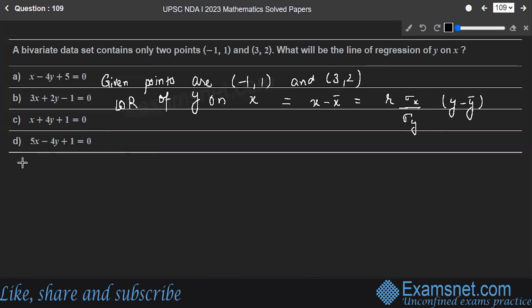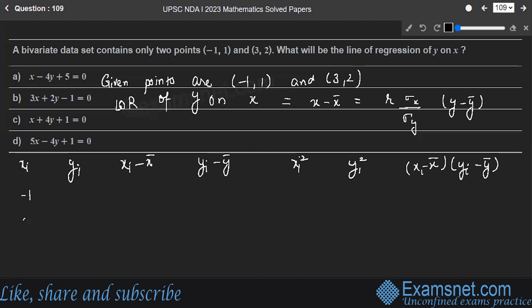Let's understand this whole thing through a table. Let's make that so that you can easily understand the problem. Next is xi, xi minus x bar, yi minus y bar, xi square, yi square, and xi minus x bar multiplied by yi minus y bar. Okay, so xi is minus 1 and 3. This is 1 and 2.